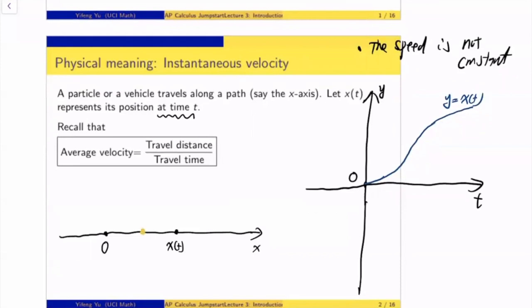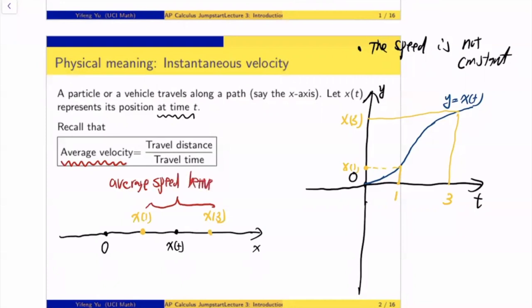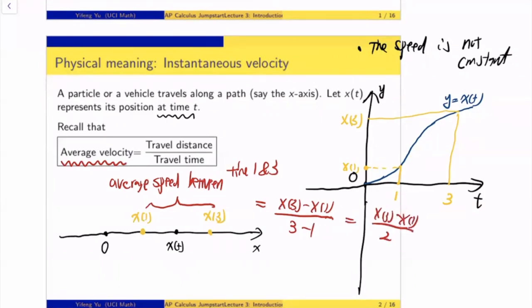Now, if we want to calculate the average speed, we choose two moments, say time 1 and time 3. x1 just means the location at time 1, and x3 the location at time 3. So we look at the average speed between time 1 and 3. It's calculated by the travel distance, x3 minus x1, divided by the time that goes by, which is 3 minus 1. We can write this as (x3 minus x1) over 2. So this is the average speed between time 1 and time 3.